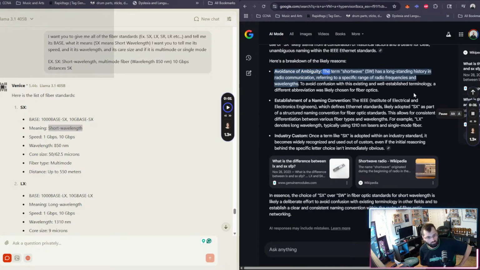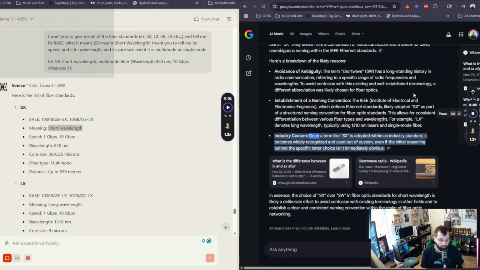Avoidance of ambiguity. The term shortwave, SW, has a long-standing history in radio communication, referring to a specific range of radio frequencies and wavelengths. To avoid confusion with this existing and well-established terminology, a different abbreviation was likely chosen for fiber optics. Establishment of a naming convention. The IEEE, Institute of Electrical and Electronics Engineers, which defines Ethernet standards, likely adopted SX as part of a structured naming convention for fiber optic standards. This allows for consistent differentiation between various fiber types and wavelengths. For example, LX denotes long wavelength, typically using 1310 nanometer lasers and single-mode fiber.